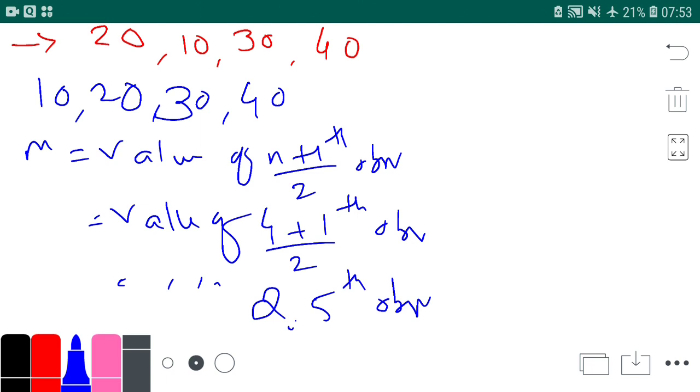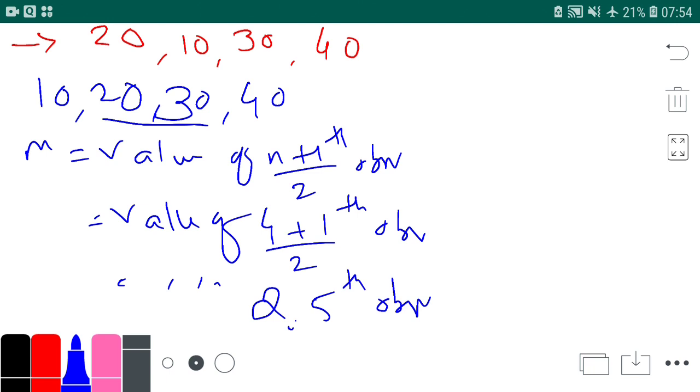Now how will you solve this value of the 2.5th observation? Yes, how will you solve it? See, first I'll tell you how to find the logical median, without this particular formula. Obviously in the exam you have to write with this formula, so I will not allow skipping it.